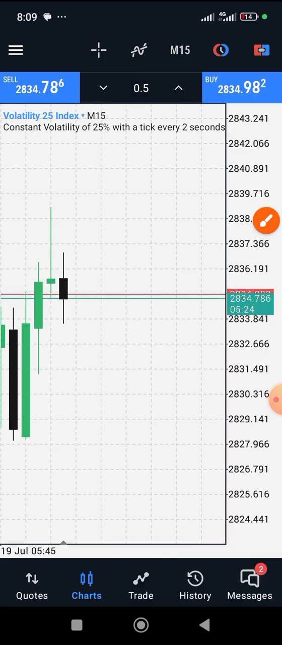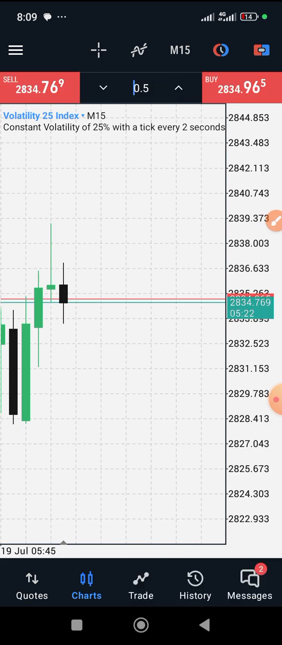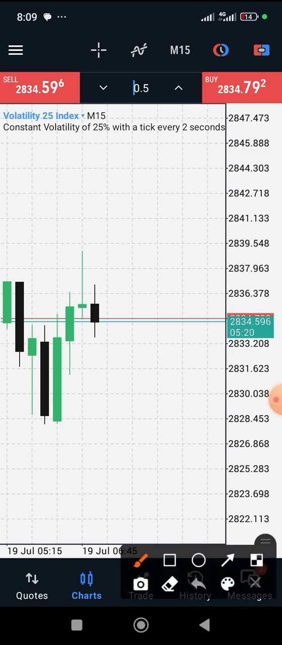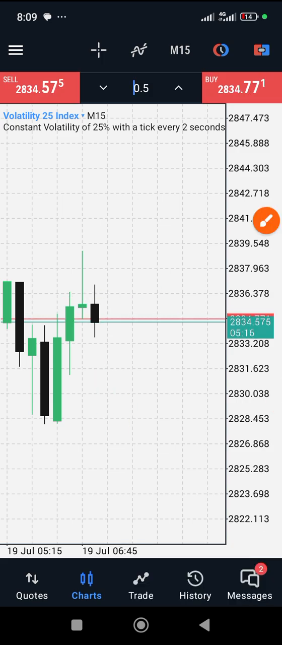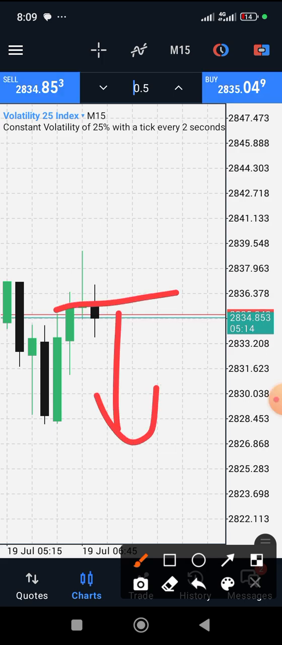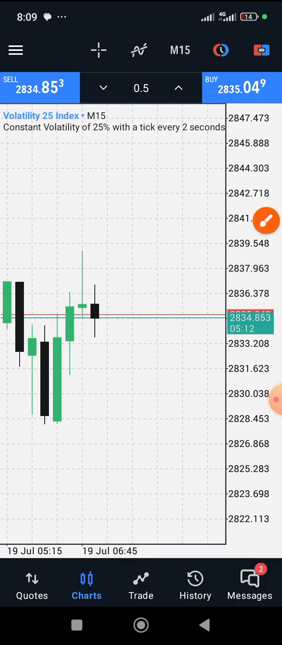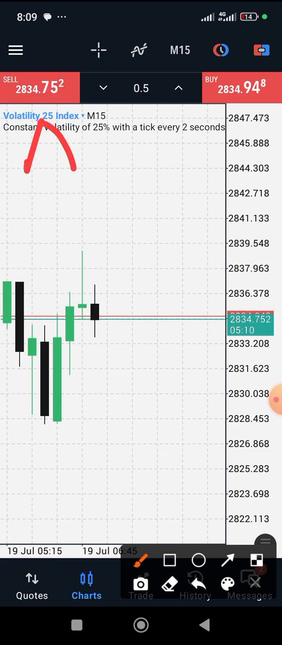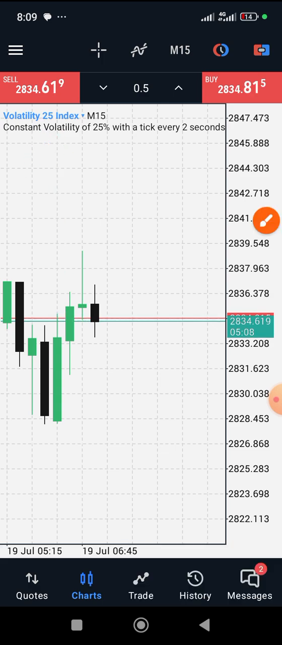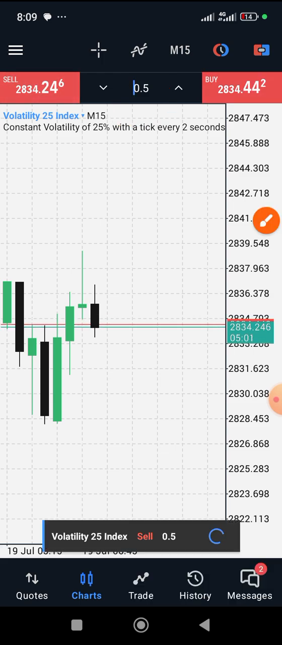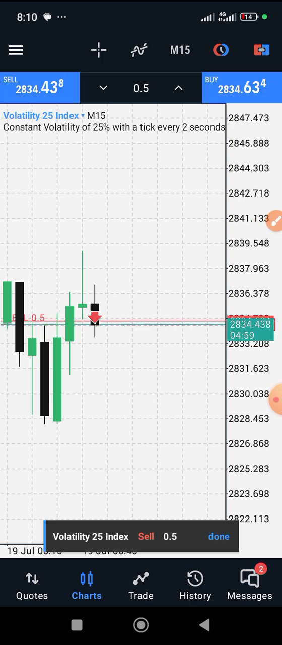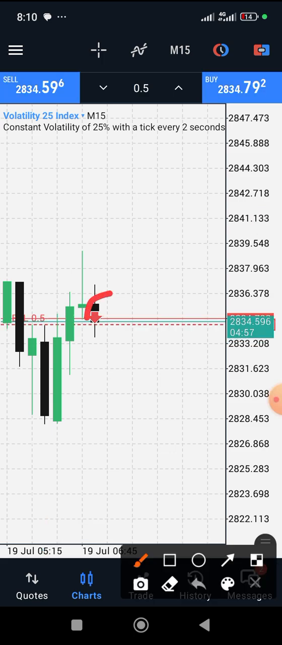So I can decide to use 0.5 to put my money on the fact that the market will come downwards. So how do I do that? I'll simply click on the sell button. I haven't inserted my lot size, so I'll do that now. Boom, I've done that.